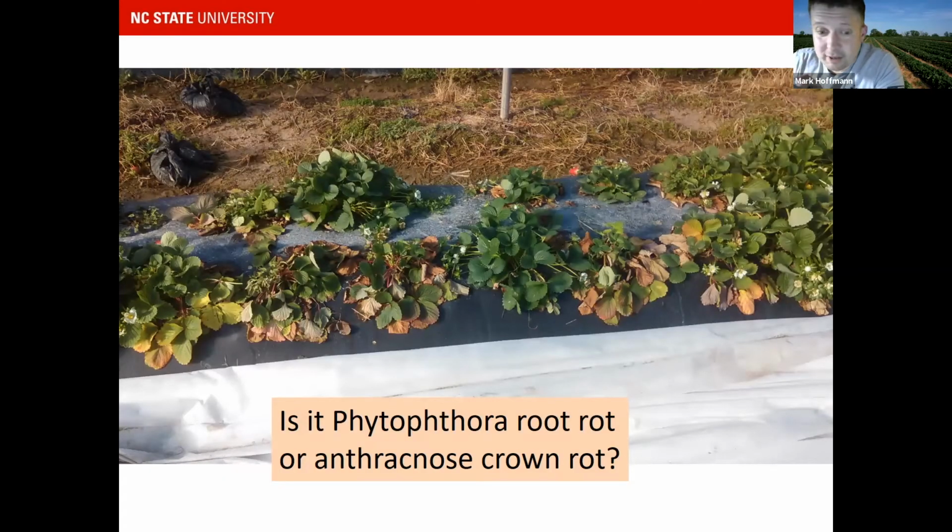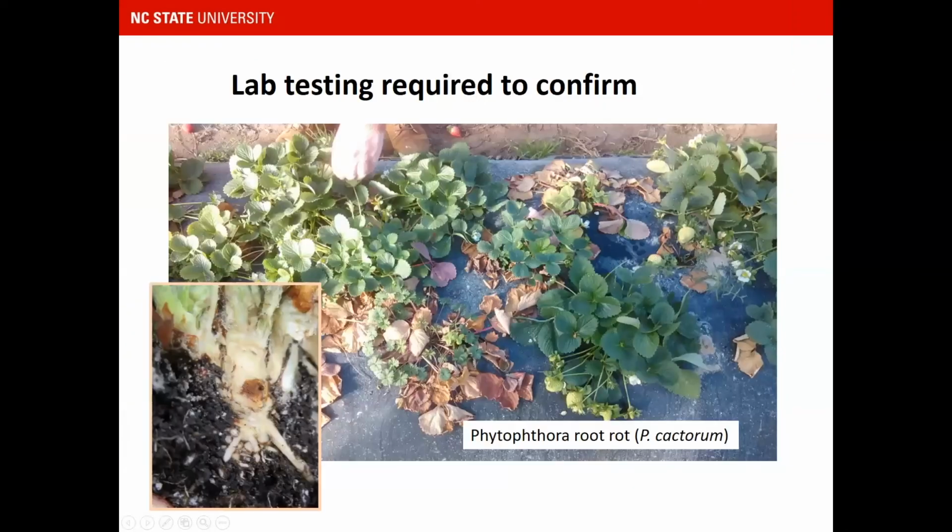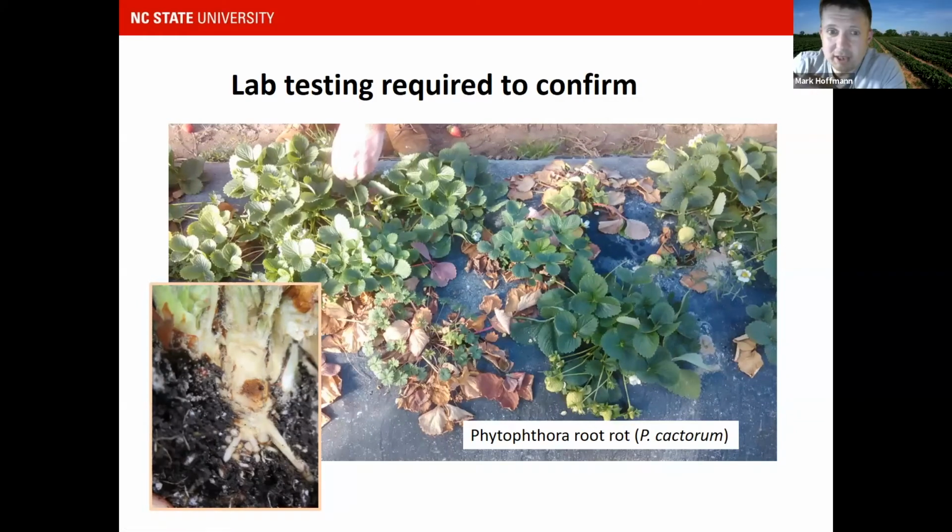So now this picture, as I said, Phytophthora and anthracnose can be very similar. So I would like you to put into the chat box what you think this is. Do you think it is Phytophthora, or do you think it's anthracnose? Phytophthora and anthracnose can have very similar symptoms. As you can see here, the plants are collapsing. Yeah, most people are guessing Phytophthora, but only a few people are guessing anthracnose. Okay, thank you. So most people are right. This is Phytophthora root rot.